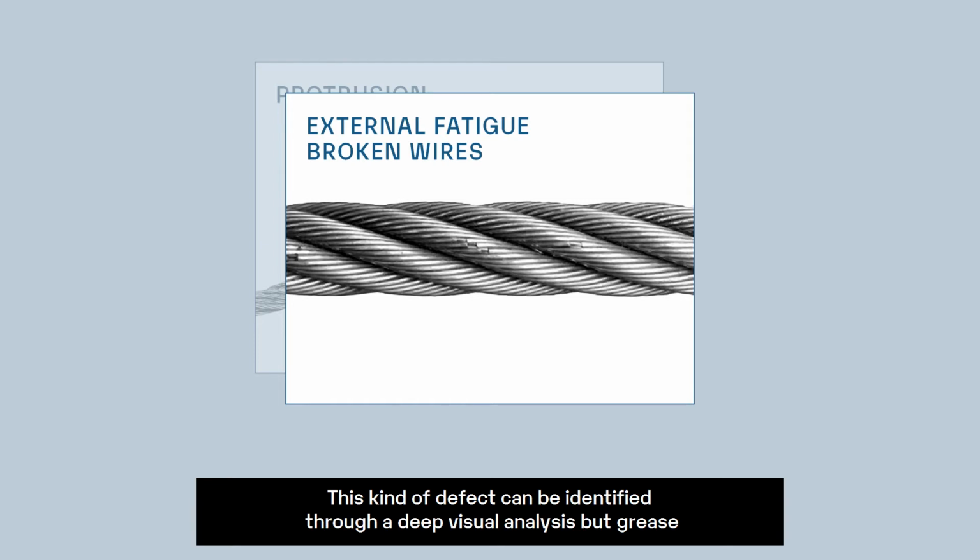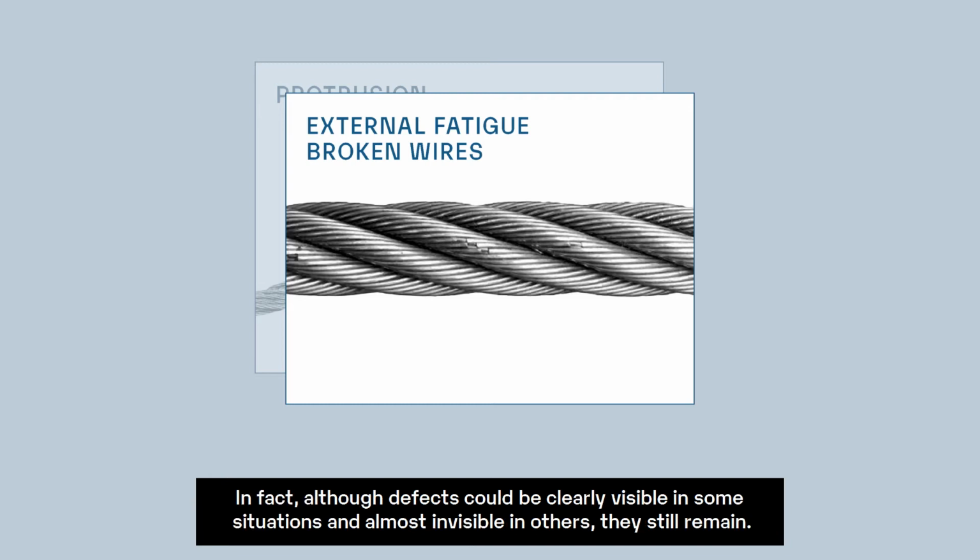This kind of defect can be identified through a deep visual analysis, but grease, lack of light, and inaccessibility can prevent detection. In these cases, they can be more easily detected by a magnetic rope test. In fact, although defects can be clearly visible in some situations and almost invisible in others, they still remain.